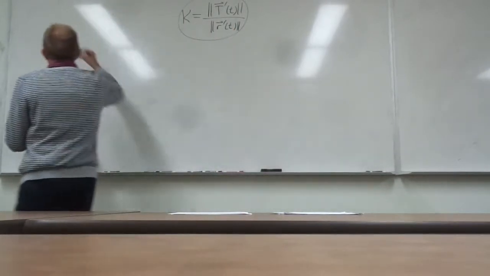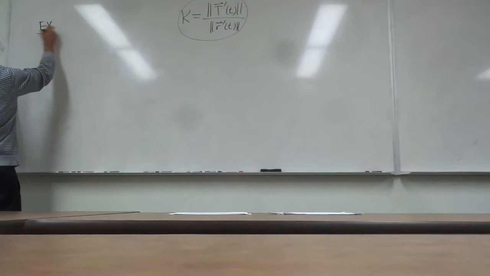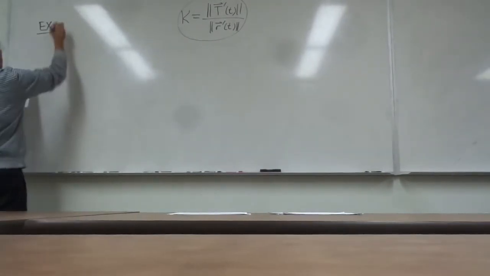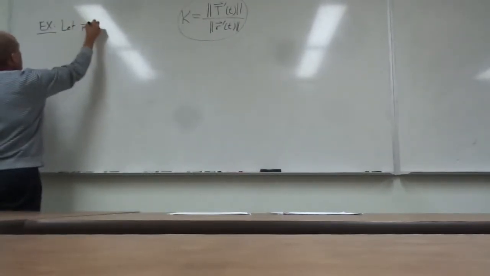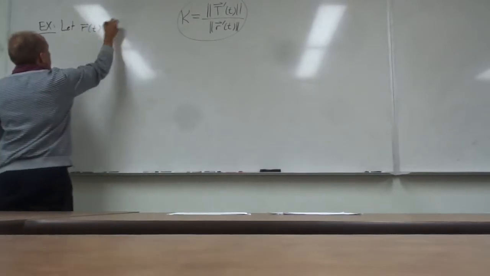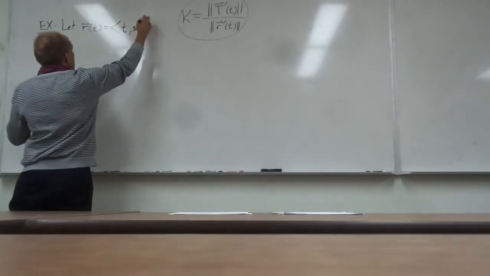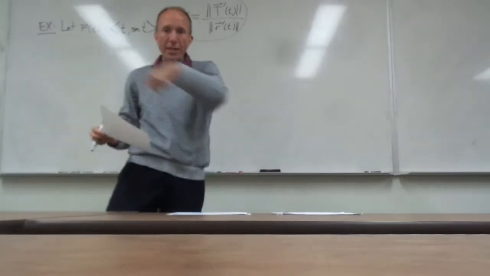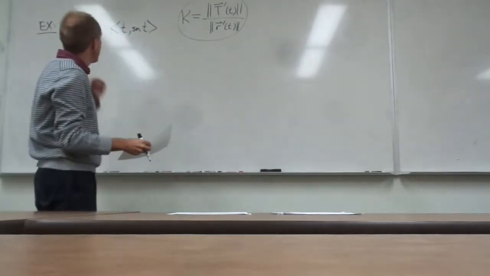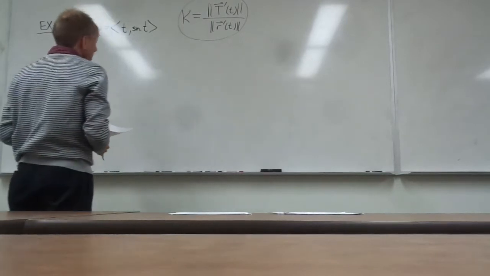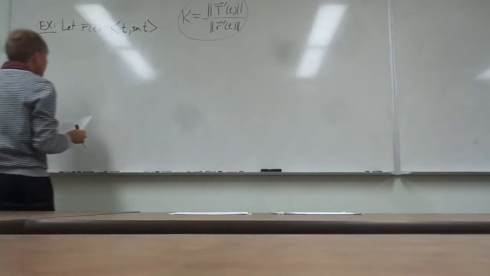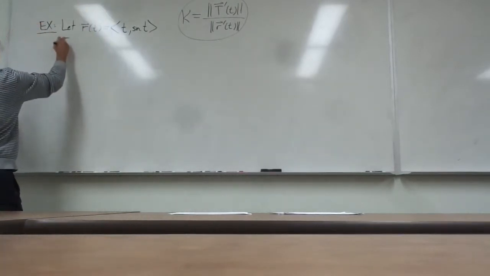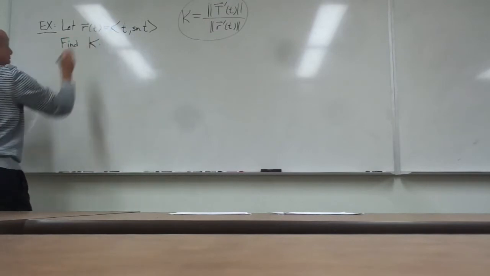Let's try this example here. I just took this one out of the exercises from the book. So I'm going to let r of t equal the vector t, comma, sine of t. So this is literally just the graph of the sine of x, basically. Okay, y is equal to the sine of x, because x is the same as t. And we want to find the curvature. So let's find the kappa value.